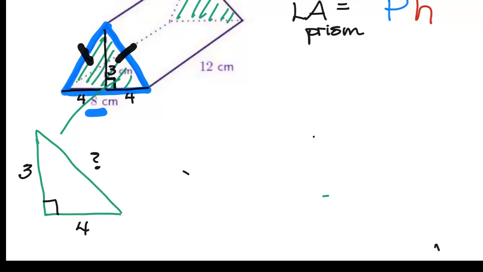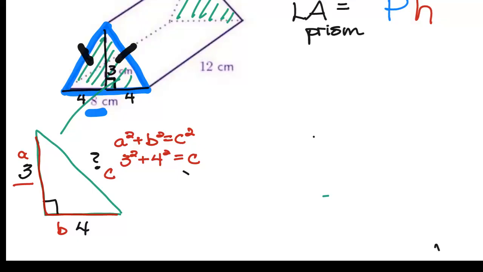That would be the Pythagorean theorem. A squared plus B squared equals C squared. You can make A and B your legs, remember? They make the L shape, and this is your C. So substitute 3 in for A. That's 3 squared plus 4 squared equals C squared.